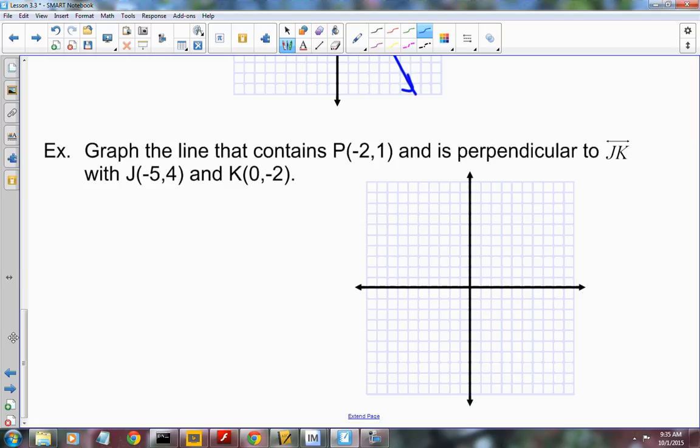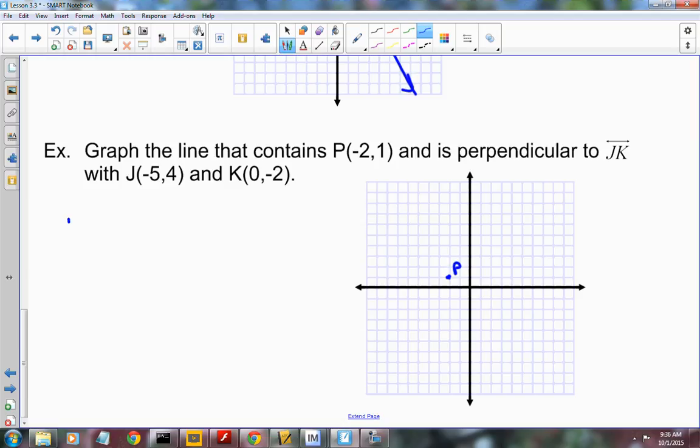Graph the line that contains the point P, which is at (-2, 1). So go ahead and graph that: over to the left 2 and up 1. There's point P. And it's perpendicular to line JK, and it gives us the coordinates for J and K. What do I need to do with that? Do I need to graph J and K? I could. But what do I need from that? Because I want my line to be perpendicular to it. I need the slope of JK, and then my slope is going to be the opposite reciprocal of it.